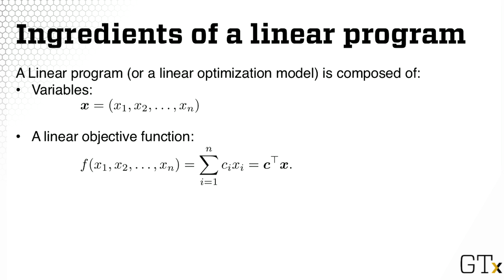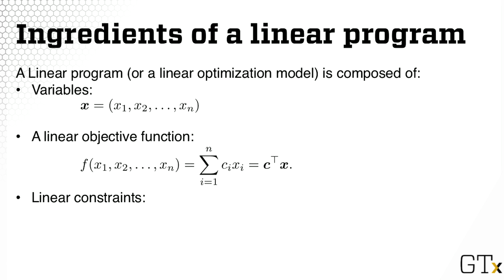We can also write this as an inner product of two vectors. One is the c vector, which has all the components c1 up to cn, and x is the decision variable with components from x1 to xn. All linear functions can be written as an inner product of two vectors. This is a linear objective function, which arguably is the simplest objective function that we can see in an optimization problem. The next very important aspect of a linear program is, of course, the constraints.